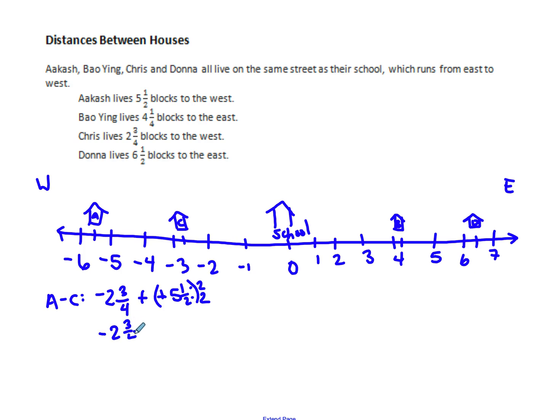3/4 plus a positive 5 2/4. Different signs, find the difference. I'm going to keep my mixed numbers as mixed numbers when I rewrite it. So I'm going to put the one with the greater absolute value on the top. That's my 5 2/4 plus my -2 3/4.